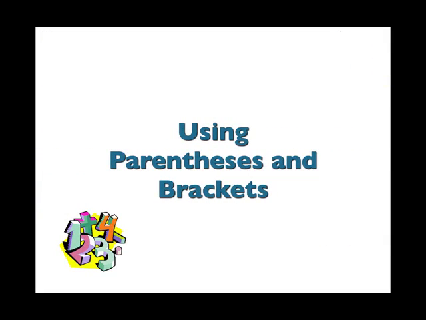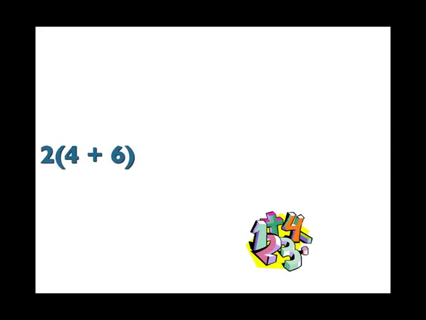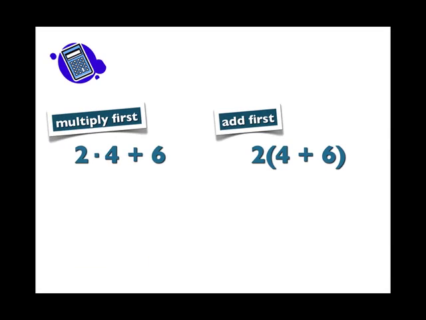Now, what happens when we have parentheses and brackets? These are the grouping symbols we talked about earlier. So here's the difference. Here's what happens when we use parentheses and when we don't. For the problem on the left, where it says multiply first, we're going to do 2 times 4, which is 8. 8 plus 6 makes 14.